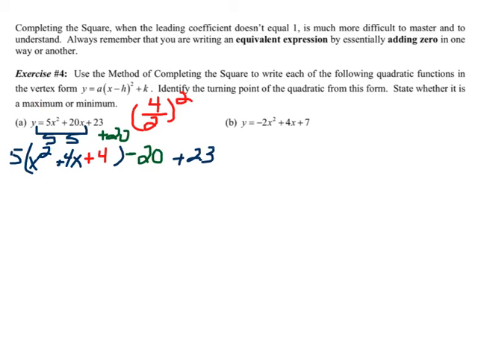Remember, how did I get that 20? I said 5 times 4 gave me 20. So you can't forget that step. If I added 20, the opposite of adding 20 is minus 20, because that's my 0 part right there in green.